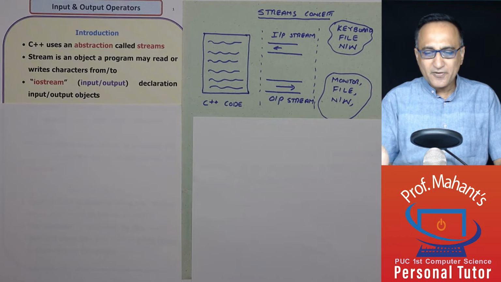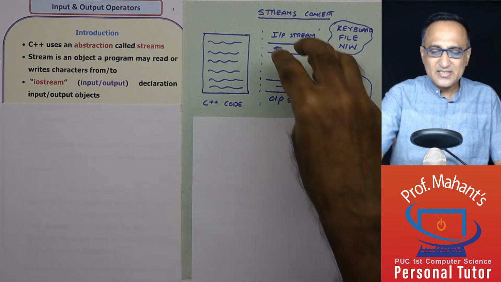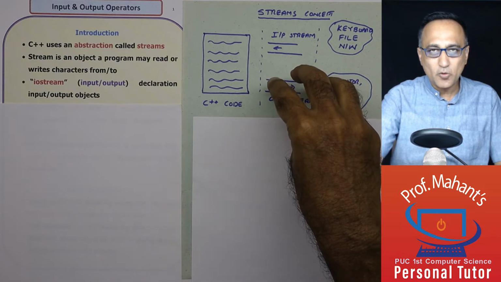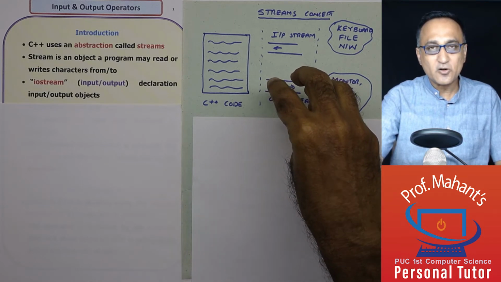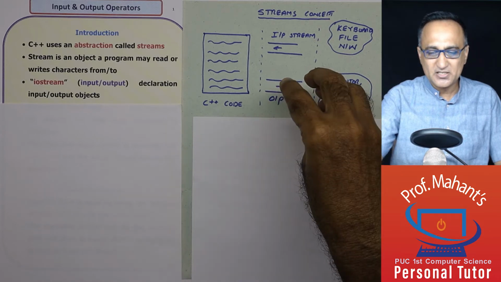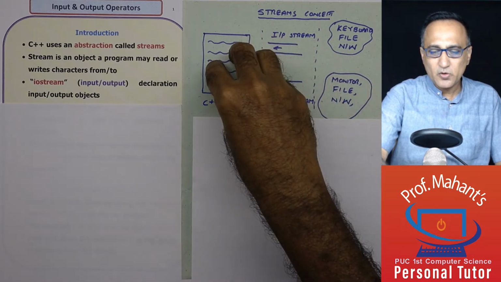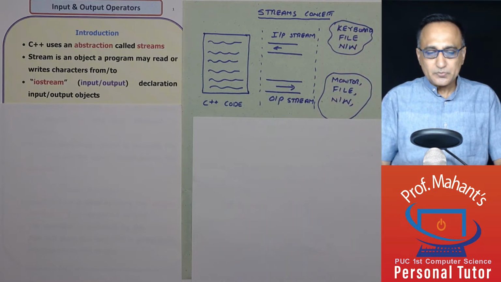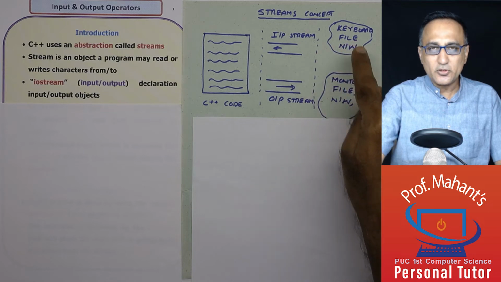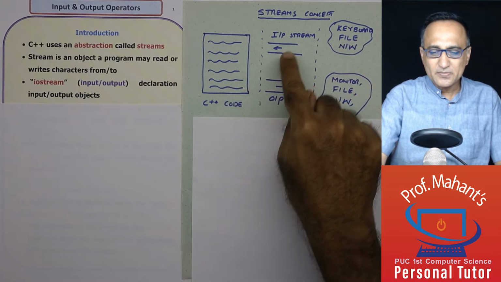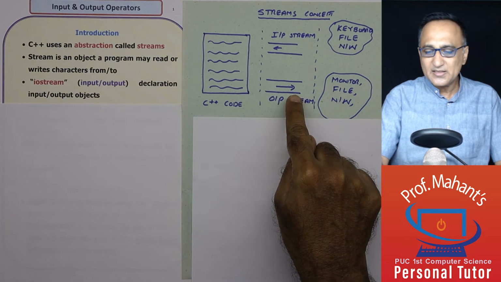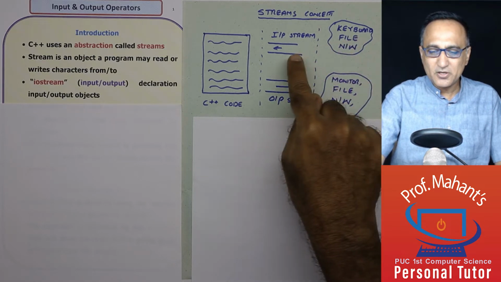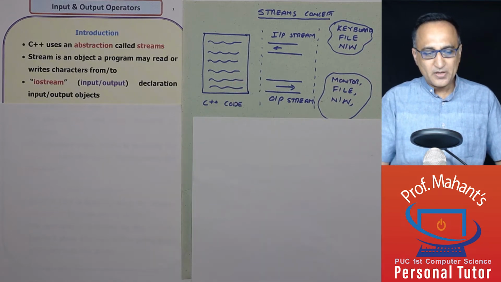Now the advantage of having this stream concept is that streams are also programs and data known as objects. So let me repeat, streams are also programs and data known as objects which act as an interface between your program and input and output devices. So your program doesn't directly talk to the keyboard or the monitor. It reads from the stream or writes to the stream. The stream displays it on the monitor, and the stream provides the data from the keyboard to your program.